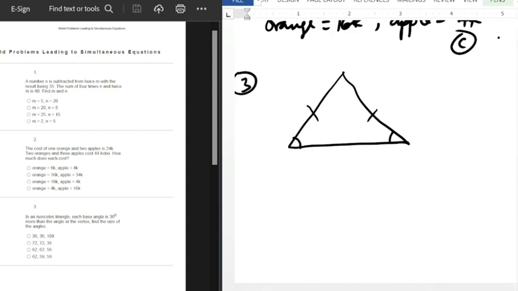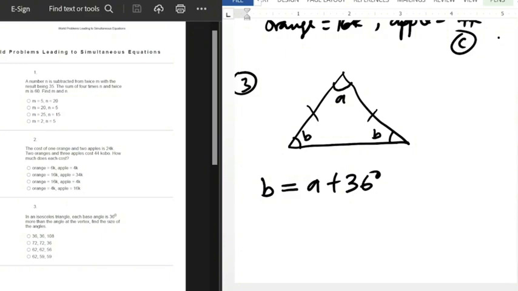So we want to interpret it. In an isosceles triangle, each base angle is 36 degrees more than the angle at the apex. So let's say the angle at the apex is A, and the base angle, let's say it is B, they are going to be equal. So they are saying that each base angle, that is B, is 36 more than the angle at the apex. That is, B is equal to A plus 36 degrees. Alright, so find the size of each angle. So this is all we have here.